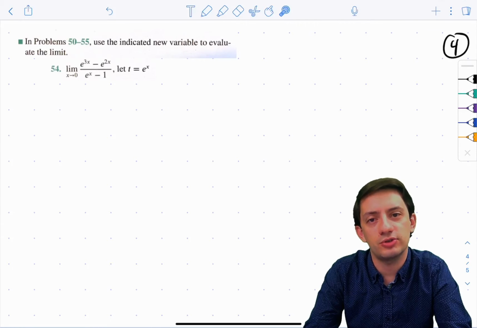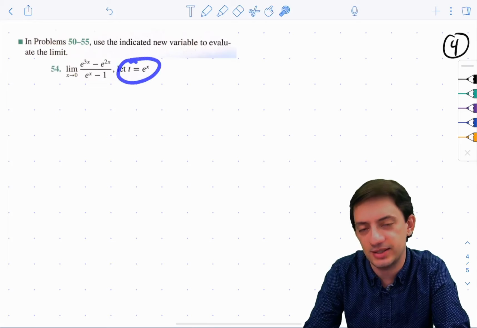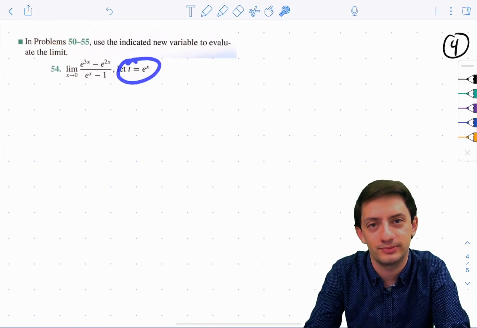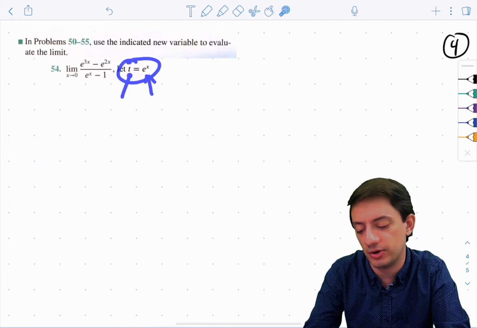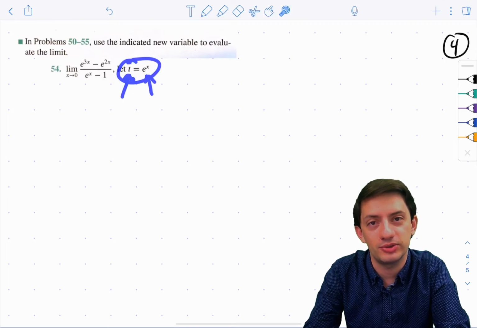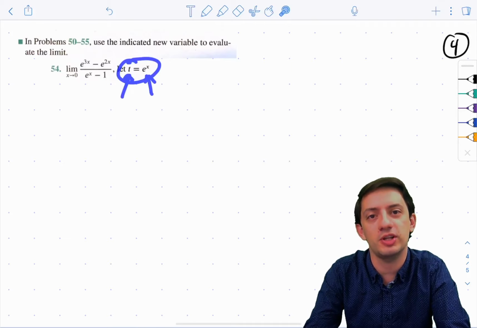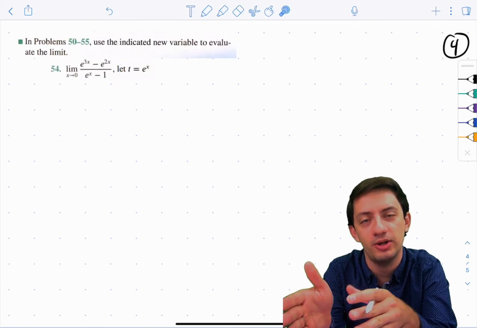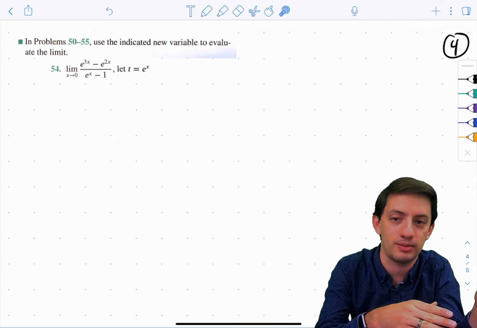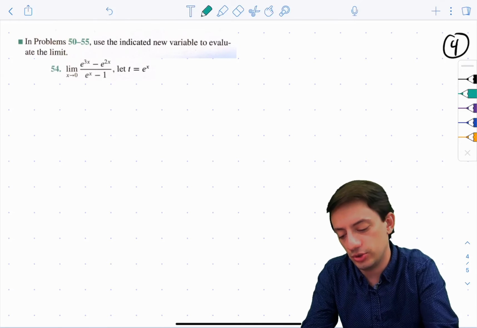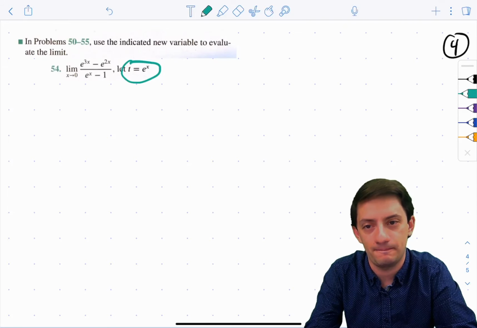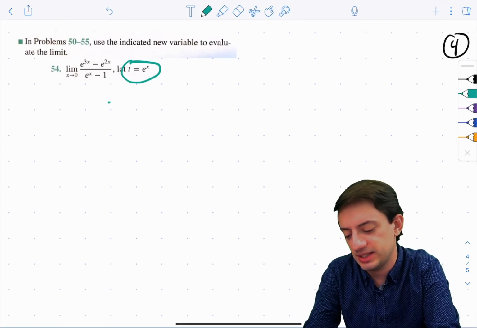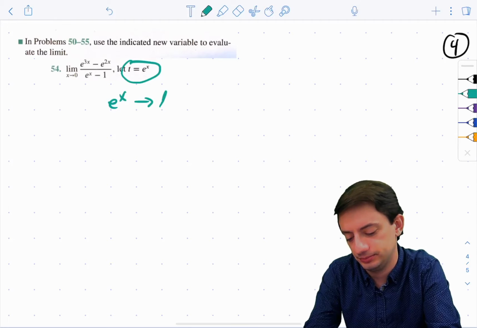So the trick that they're introducing is that if we turn e to the x into a new variable t, then the factoring will become obvious. We're basically turning our exponentials temporarily into polynomials, and we know how to factor polynomials. So we're turning the problem from a way that's harder to think about into a way that's easier to think about. So we're going to do this change of variable. We're going to turn e to the x into t. So let's think about that. That means e to the x is going to become t.